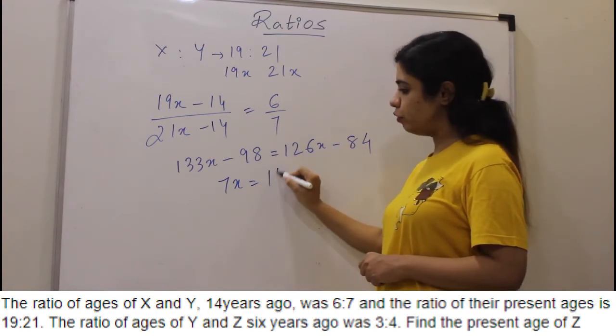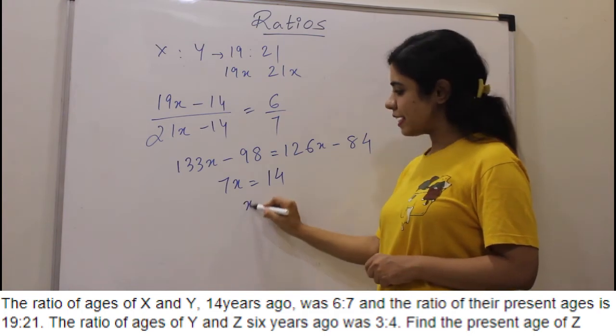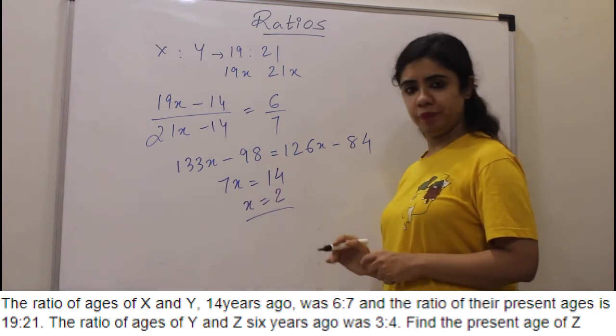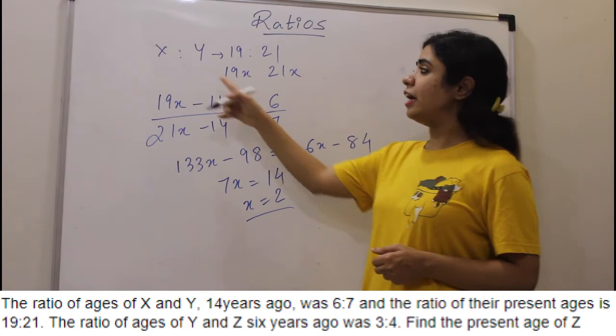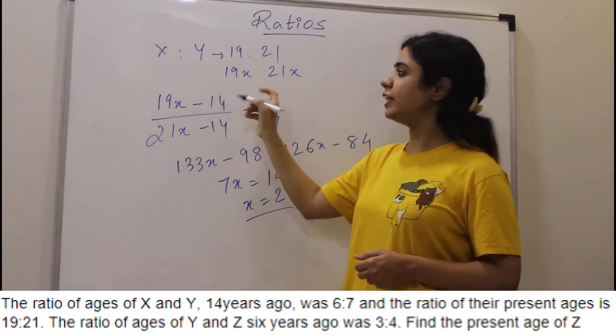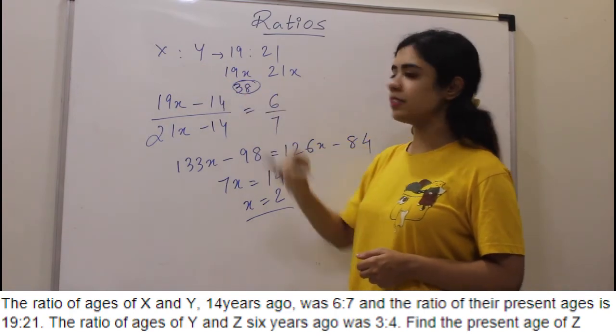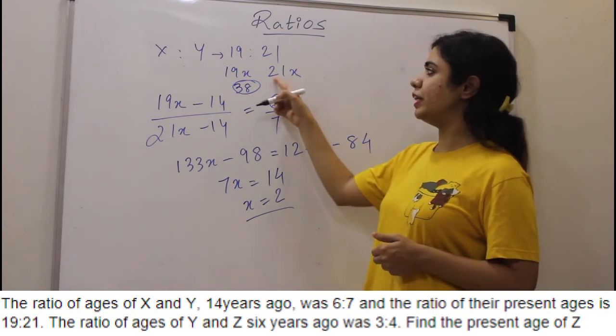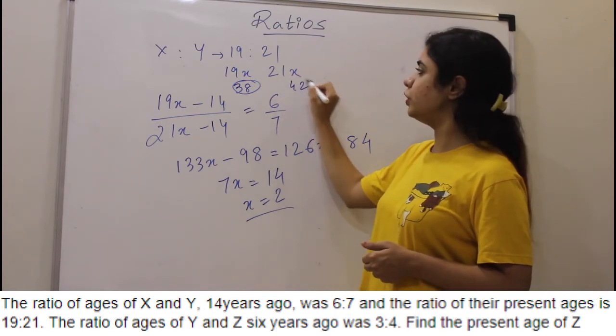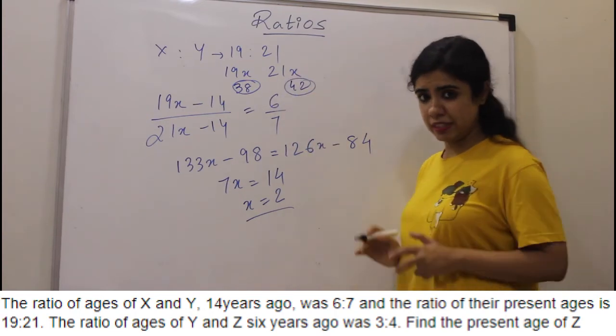So it will become 14. So your x ka value will be 2. You got the value of x as 2. So that means x present age is 19 into 2, which is 38 years. And y ka present age is 21 into 2, which is 42 years. Okay? This is the present age.